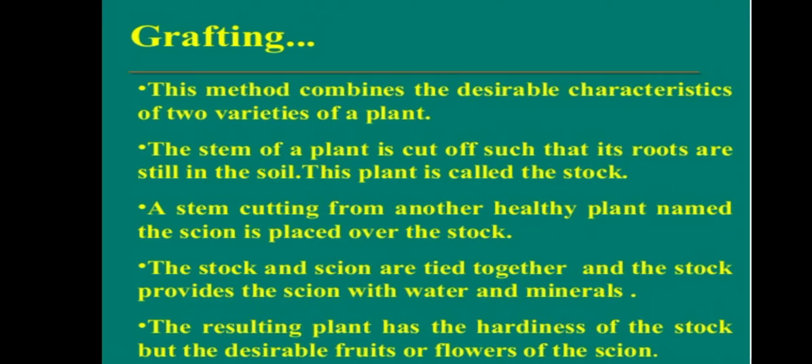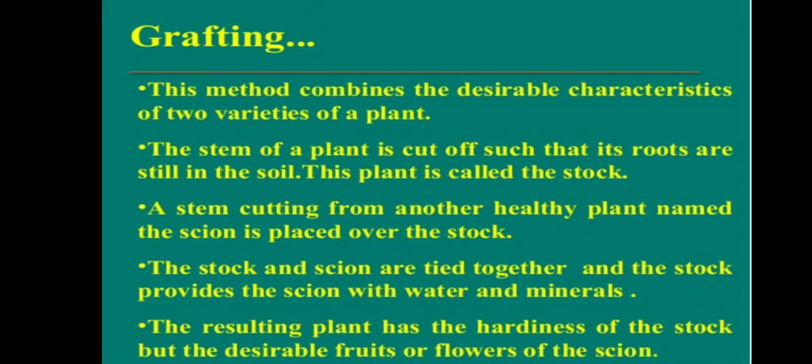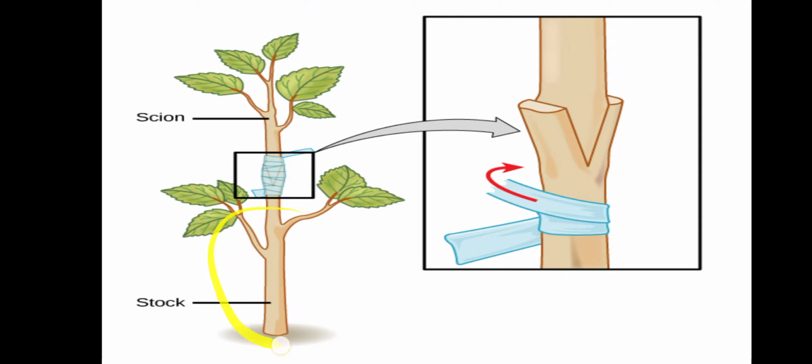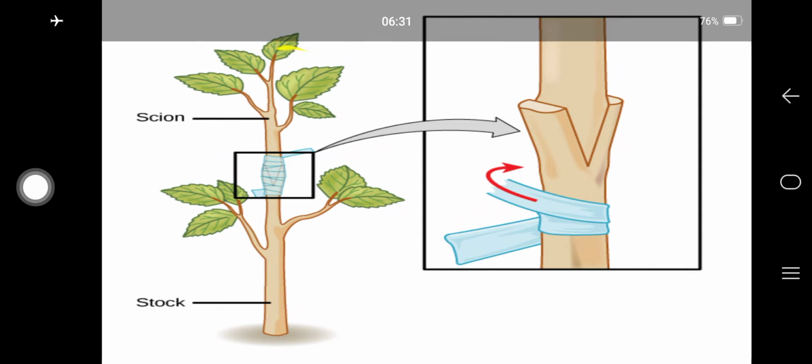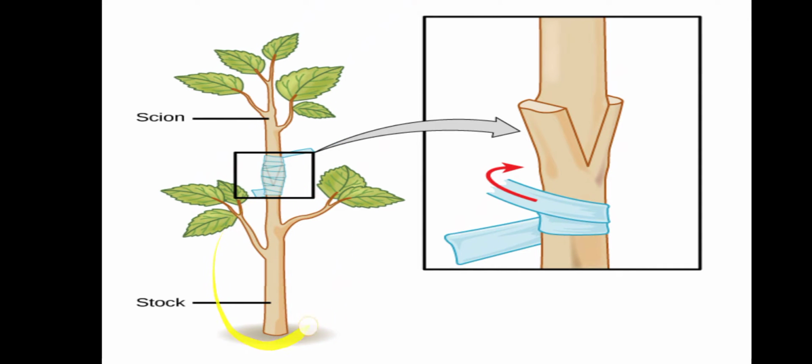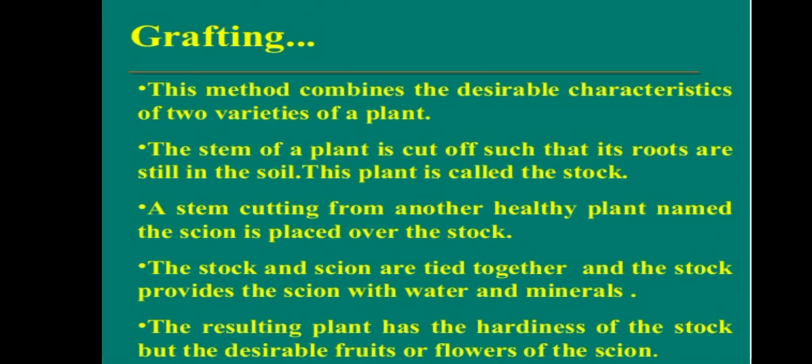The stem of a plant is cut off. This stem, its roots are still in the soil. This plant is called stalk. Now this plant, the stem is cut, but the roots are still present. So this plant is called the stalk.